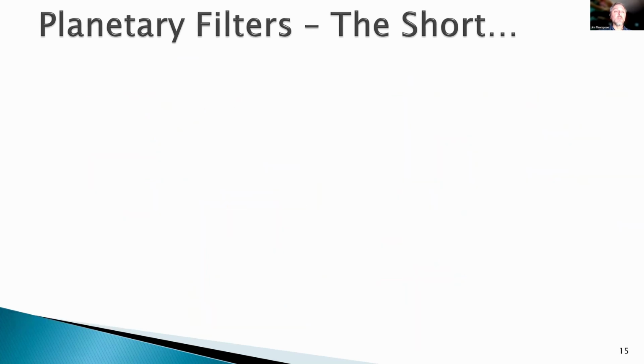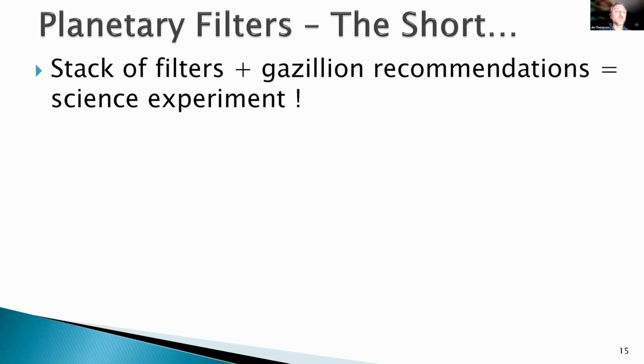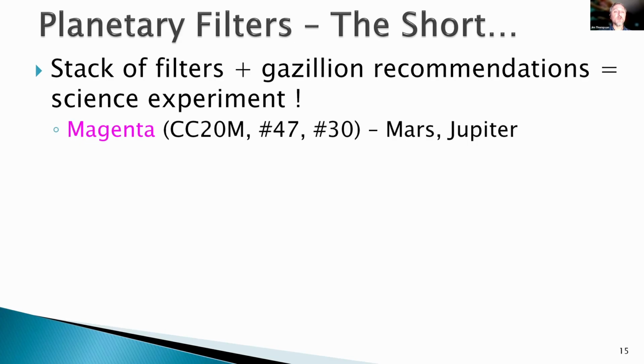The alternative is to take the advice of the poor schmuck who actually took the time to test all of these combinations for himself. Personally, I have found most filters do very little to improve the view. The list of filters that actually do something significant is short. On Mars or Jupiter, a magenta filter like a Wratten number 47 or a number 30 does a good job of enhancing contrast.